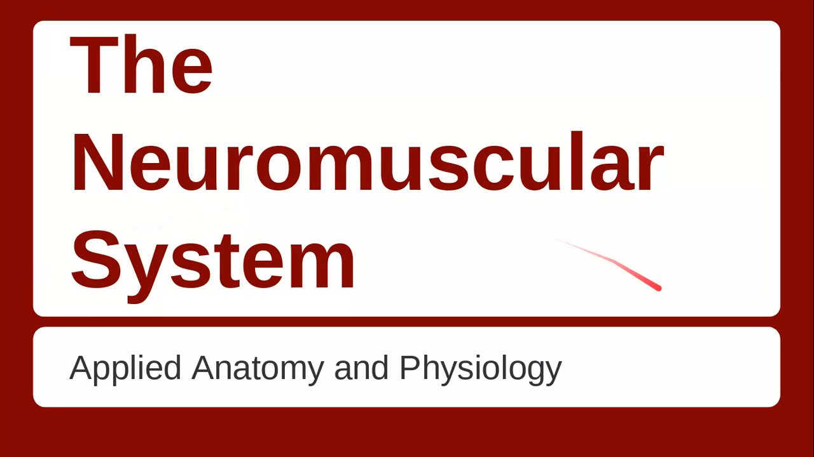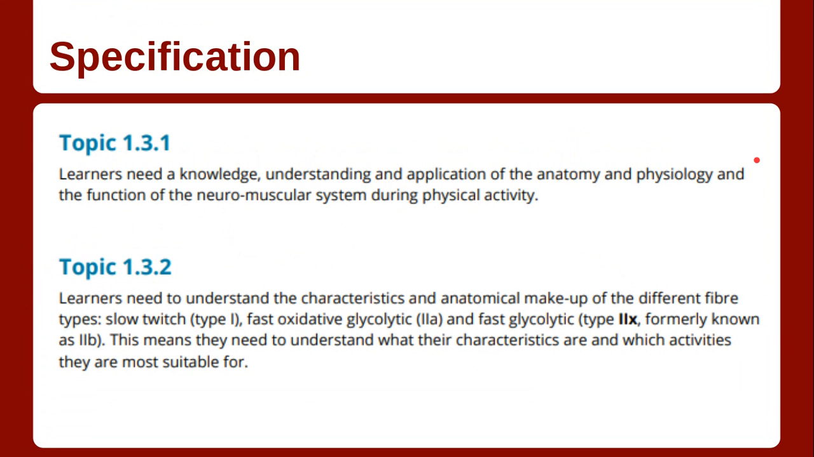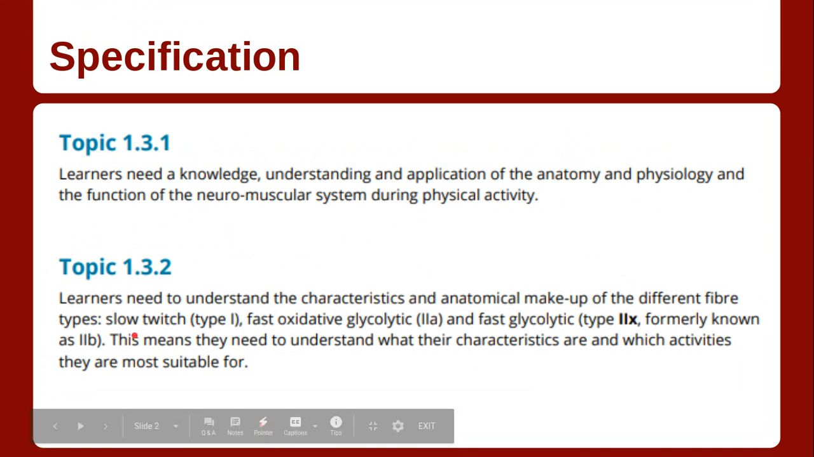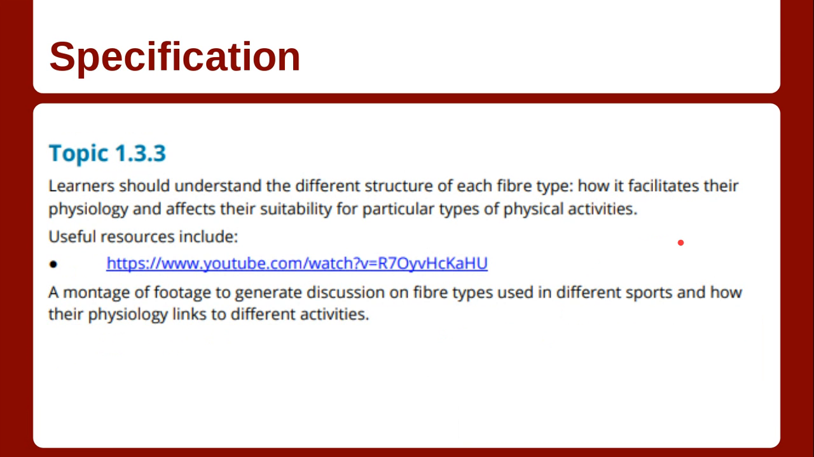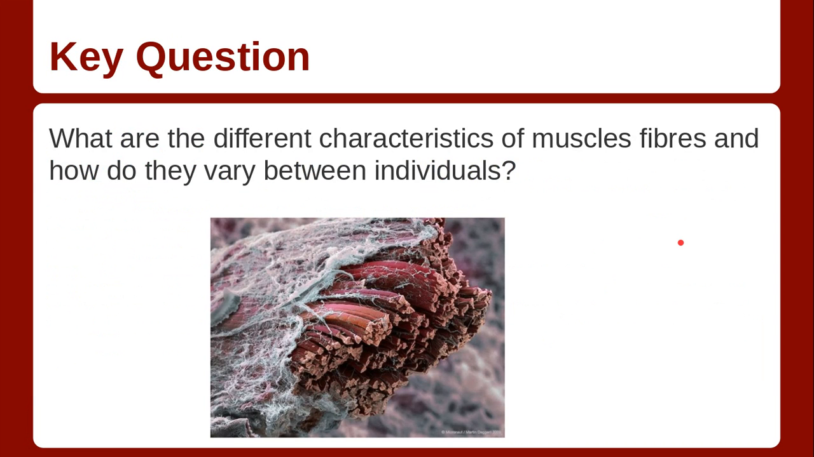Okay, hi everyone, and welcome to our next screencast where we are starting a new topic of the neuromuscular system. A few bits of the specification we're going to be looking at today: the physiology of the neuromuscular system, and we're thinking specifically about different fiber types, the differences between them, and how they work together in physical activity. So, our key question is what are the different characteristics of muscle fibers and how do they vary between individuals?